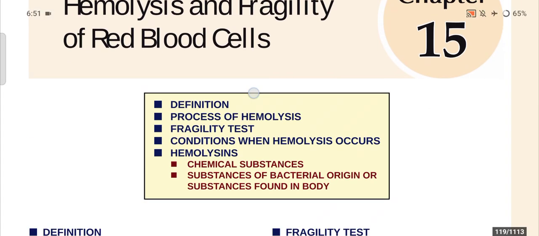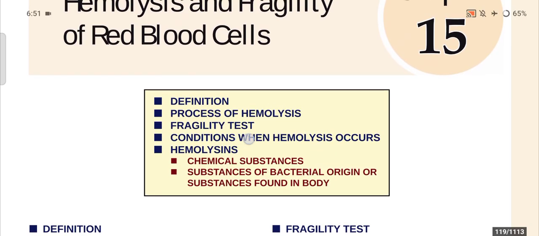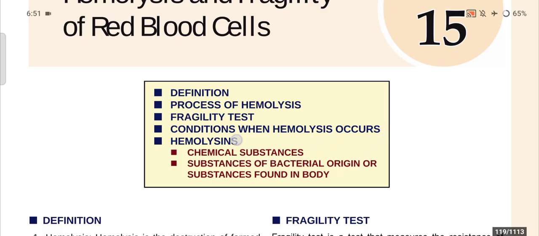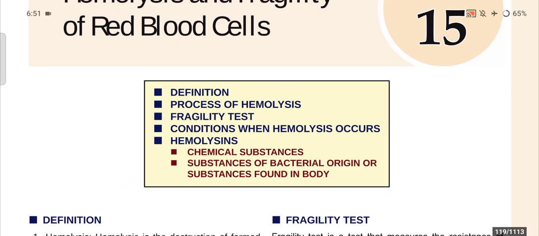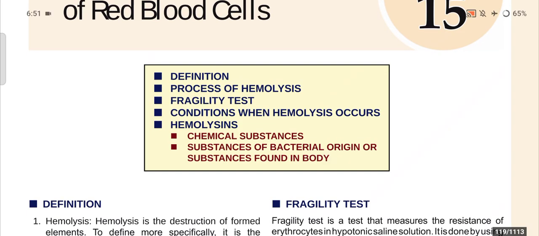So today we will try to discuss the definition, then the process of hemolysis, then the fragility test, then the conditions when hemolysis occurs, then hemolytic chemical substances, substances of bacterial origin, and substances found in the body. So this is our today's topic.